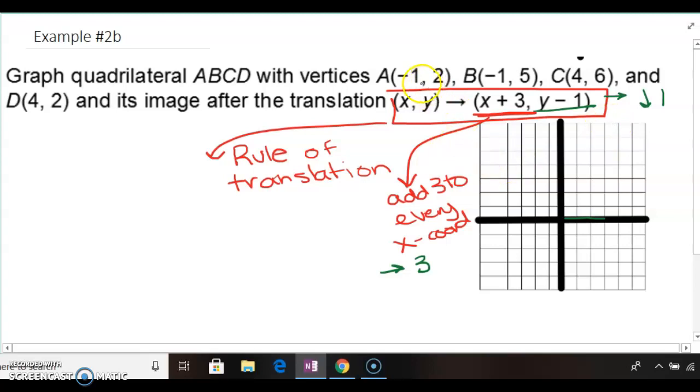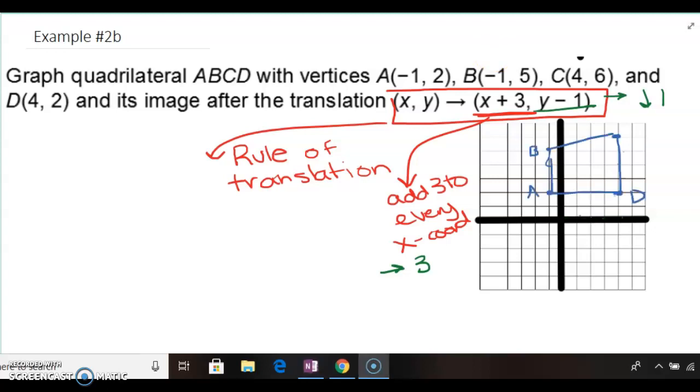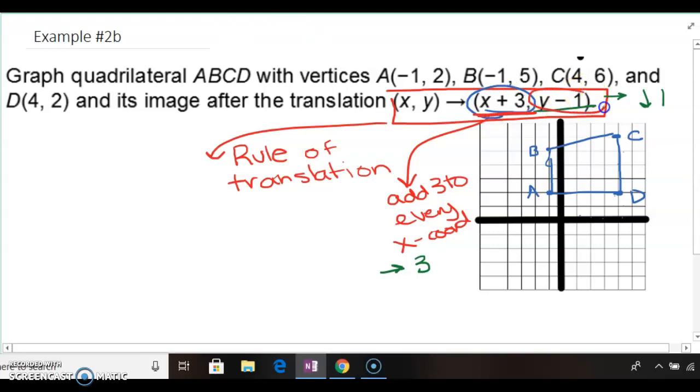All right, so what I need you to do is go ahead and label these 4 points, plot them, and then label them A, B, C, D, and then we'll plot our new one after the translation. All right, guys, so your graph should look something like this. Looks kind of like a trapezoid, a sideways trapezoid. But all this is telling us to do is we're moving every x, we're adding 3 to it, so we're going to move right 3. Y, we're subtracting 1, so we're going to move down 1.